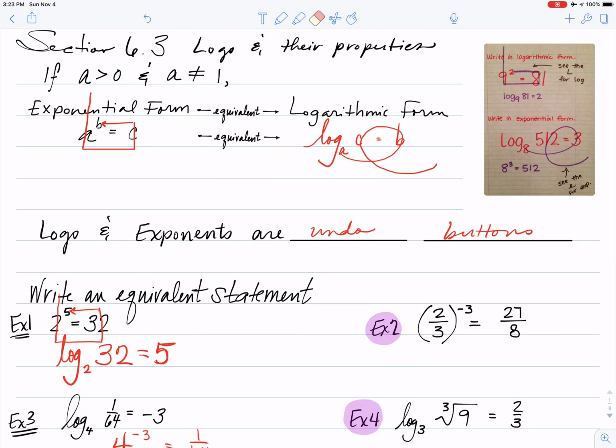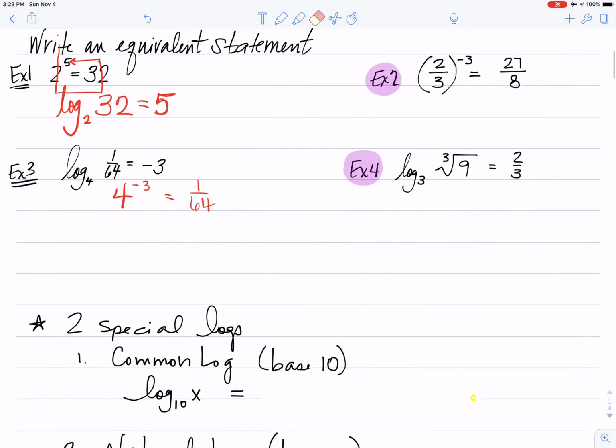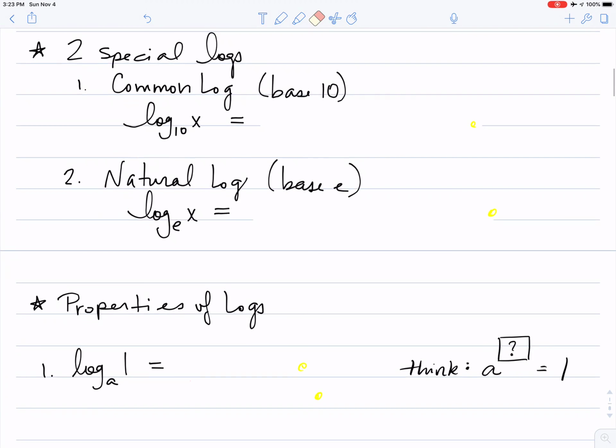Hey folks, so this is the second video for logarithms and their properties. I'd like to discuss with you a couple of special logarithms, and then I want to discuss with you three properties of logarithms. So first of all, the special logs that we have: the common log.